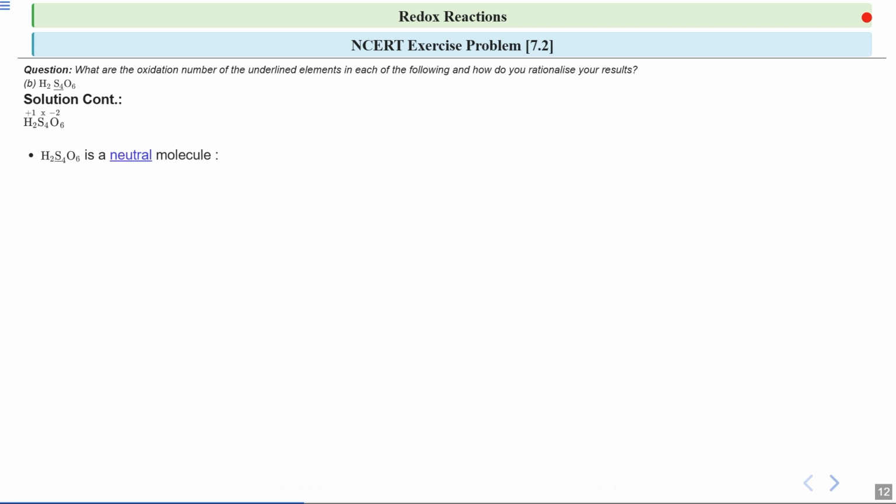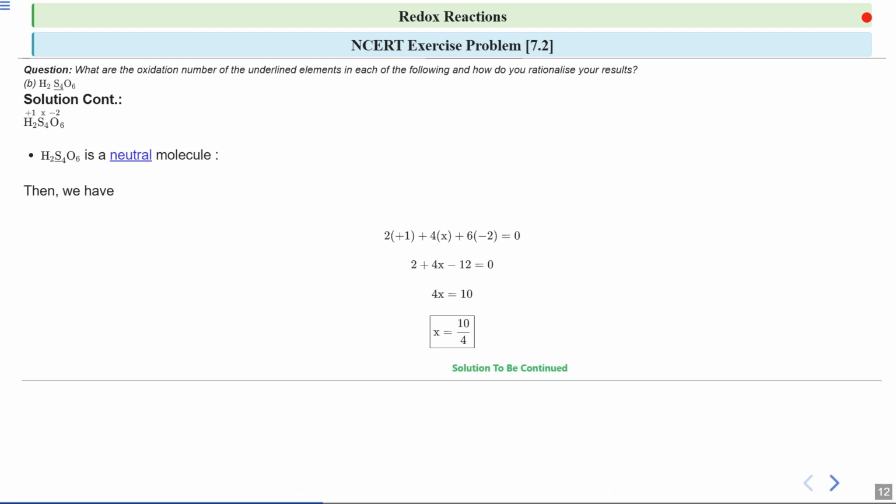Now for a neutral molecule like H2S4O6, we know that the sum of all the oxidation numbers will be equal to 0. That means 2 into plus 1 plus 4 into x plus 6 into minus 2 is equal to 0. Upon simplifying, 2 plus 4x minus 12 equals 0. Then bringing the variables and constants to their sides, 4x is equal to 10, or x is equal to 10 by 4. Here, the number you are getting is not an integer; in place of that, what we have is a fraction.